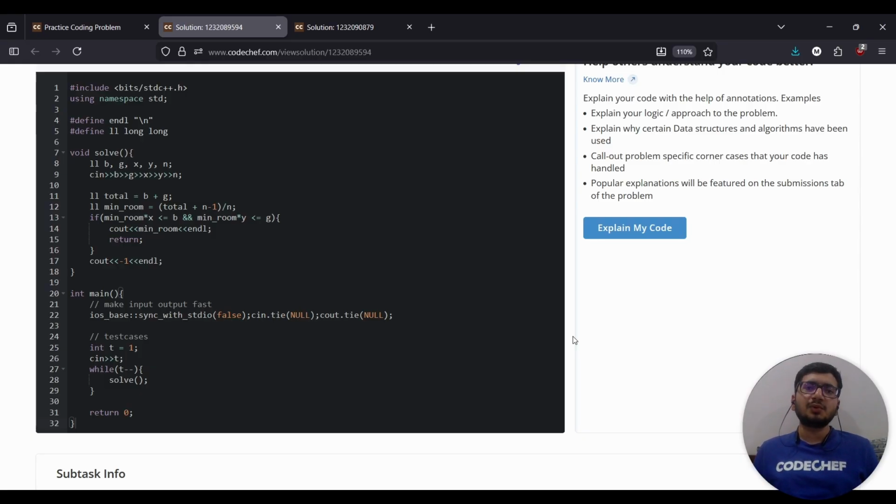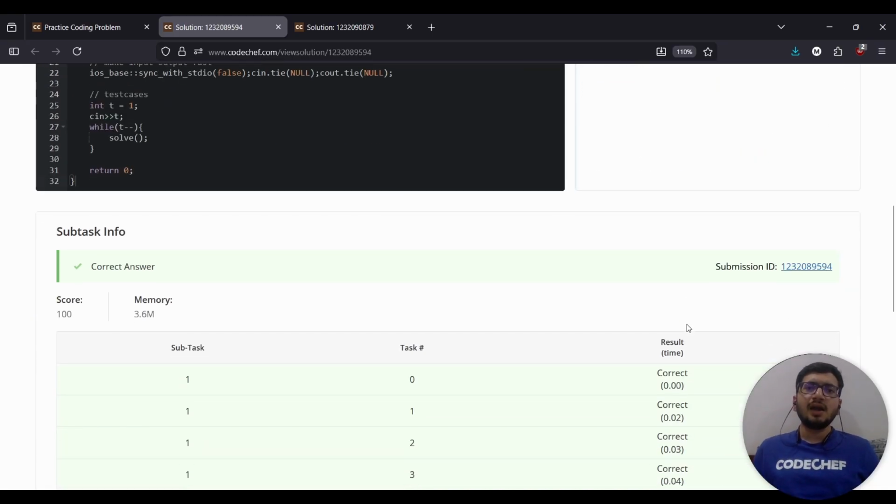Now once we have the minimum room, we need to check whether it satisfies the first and second condition of x and y. It means x multiplied by minimum rooms has to be less than or equal to the total count of boys, and similarly minimum rooms multiplied by y has to be less than or equal to total count of girls. If this condition satisfies, it means this is the answer. If this is not the case, it means that we will not be able to satisfy all three constraints and accommodate all the people. Therefore, in that case, answer would be negative 1. And as you can see, I have AC in my C++ implementation.